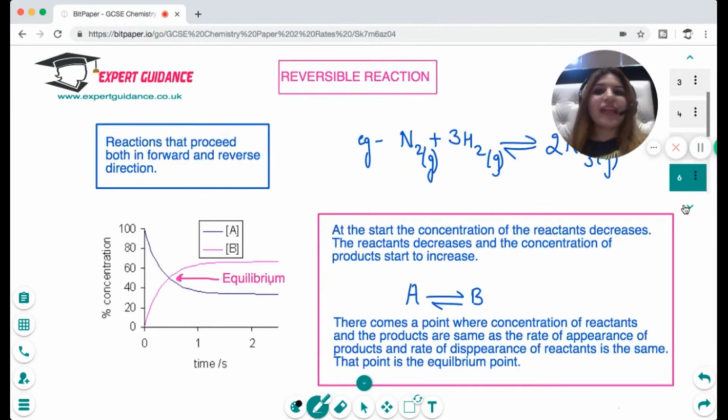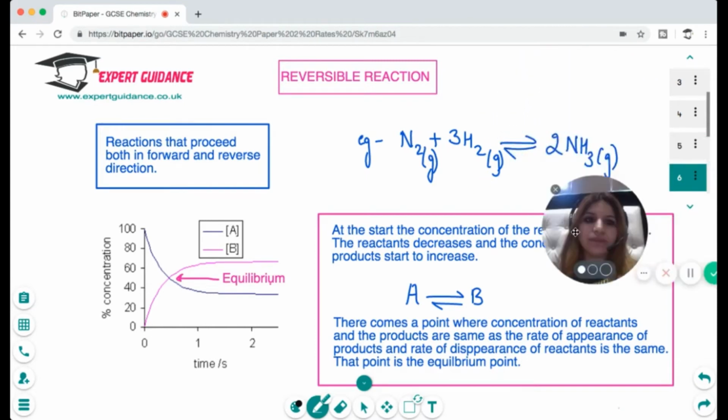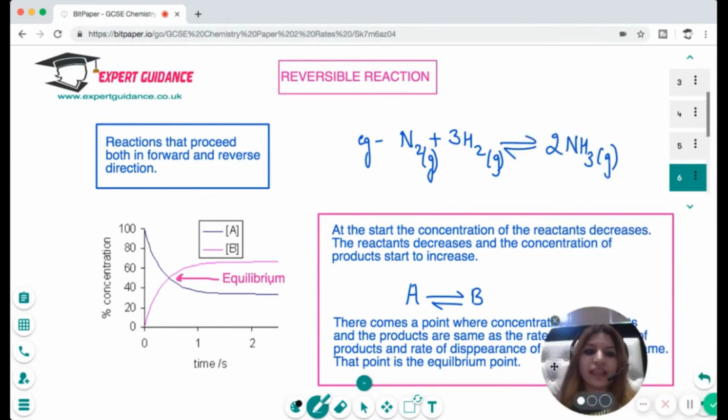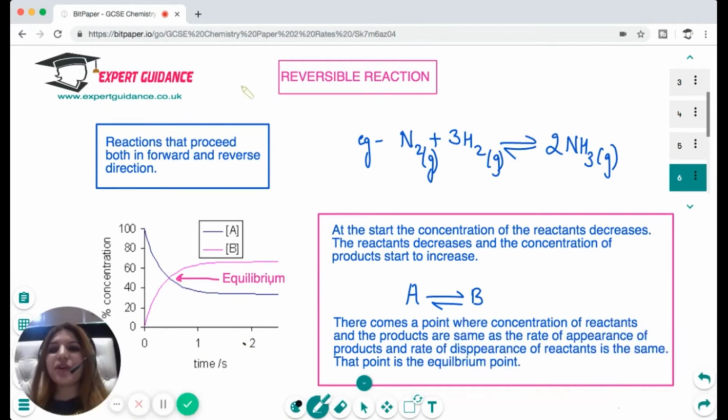Now, that finishes the rate topic, and now let's start with the equilibrium topic. Now, what is an equilibrium? To define an equilibrium, we should first know what is a reversible reaction. Now, there are many reactions in chemistry which are reversible. Reversible means reaction that proceeds in both directions, that is the forward and the reverse. For example, manufacture of ammonia by the Haber process. So nitrogen plus hydrogen gives ammonia in the forward direction, and in the reverse direction, the ammonia breaks up to give nitrogen and hydrogen.